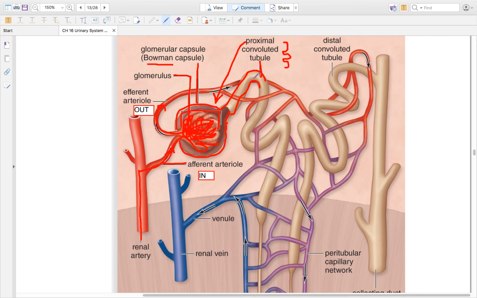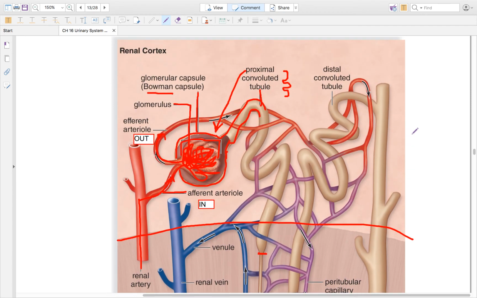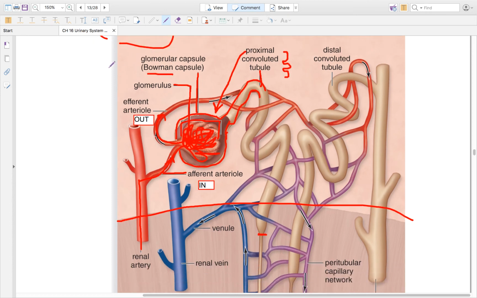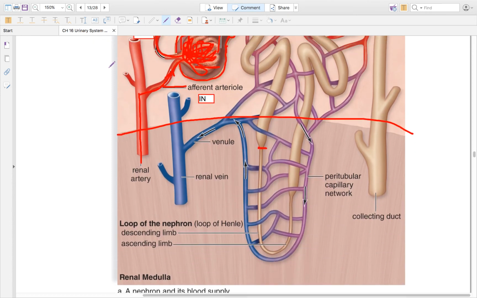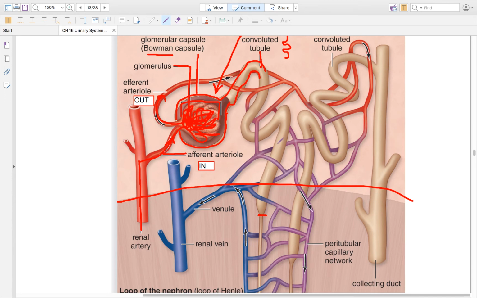Okay, so the proximal convoluted tubule goes all the way down, and then it turns into this loop. So it stops around there. Actually, yeah, right around there. And then see how up here in this region, that is the renal cortex, don't forget. And now we've dipped down into the renal medulla. So we go from the glomerulus in the glomerular capsule to the proximal convoluted tubule.